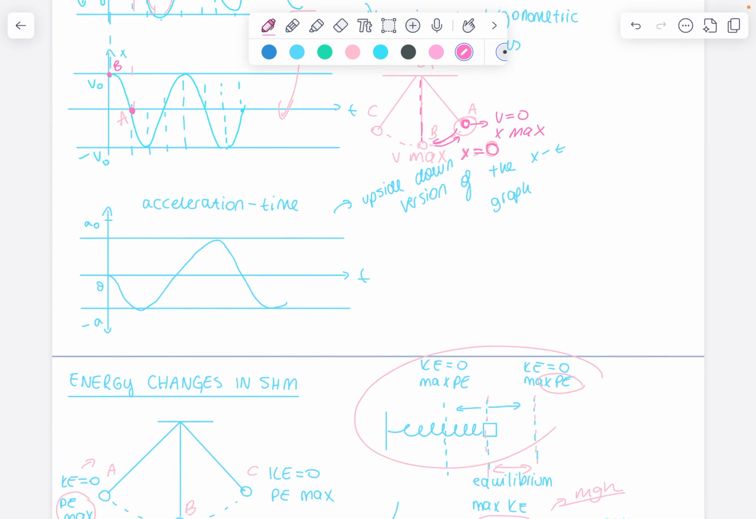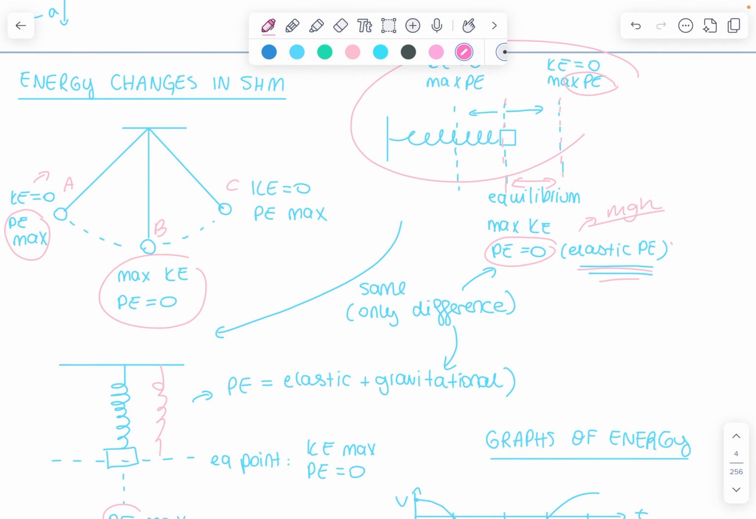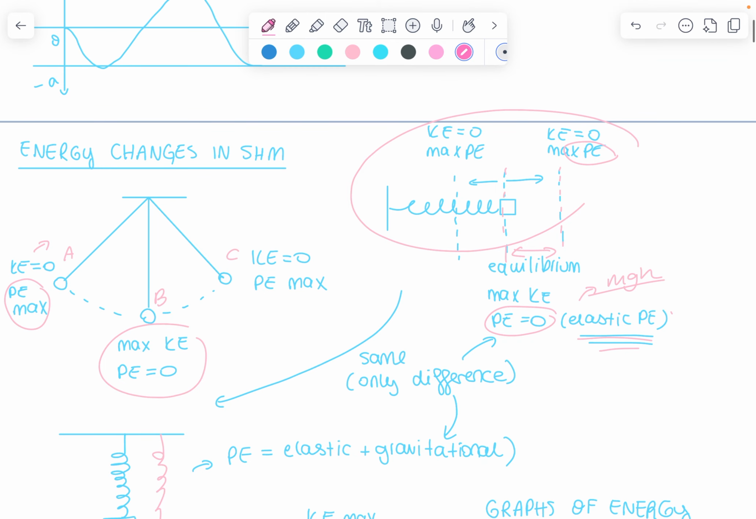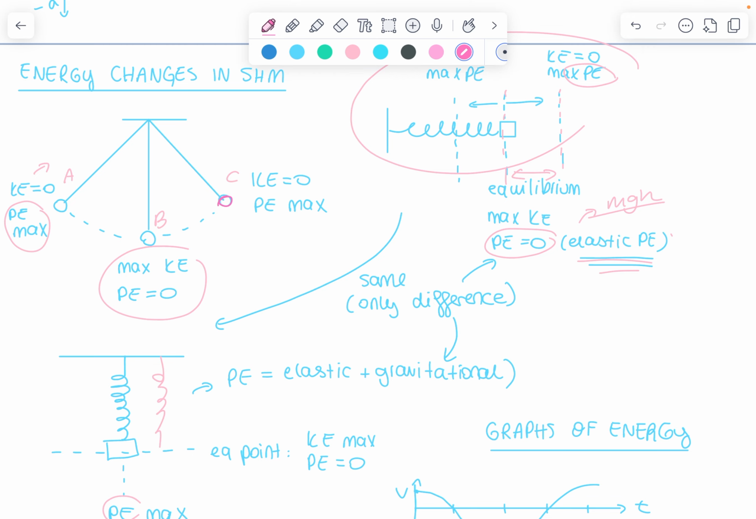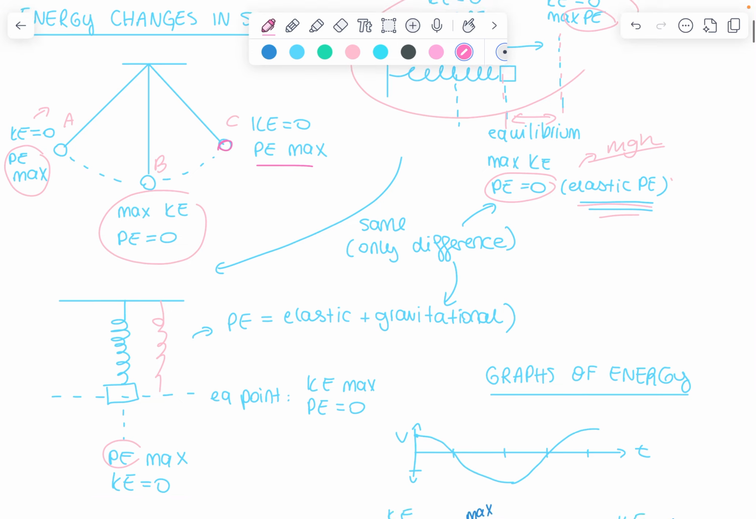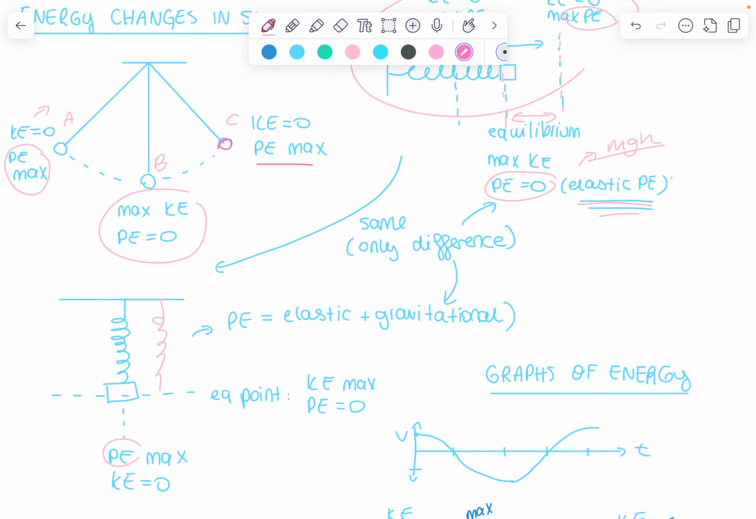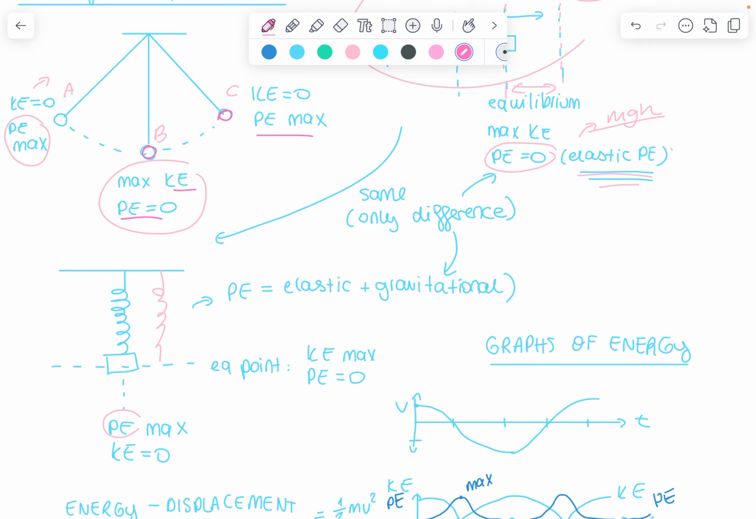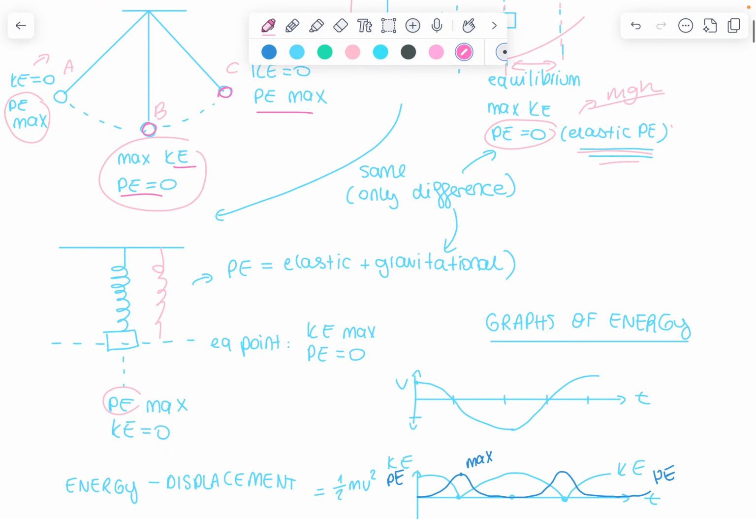And now let's talk about energy changes in SHM, because this is another huge IB concept. As the object oscillates, energy continuously changes between kinetic and potential energy. At maximum displacement here, the object stops for a moment, so kinetic energy becomes 0 and potential energy is maximum. At equilibrium, the object moves fastest, so kinetic energy here is maximum and potential energy is minimum, not always 0, but so energy is constantly transforming back and forth during the motion.